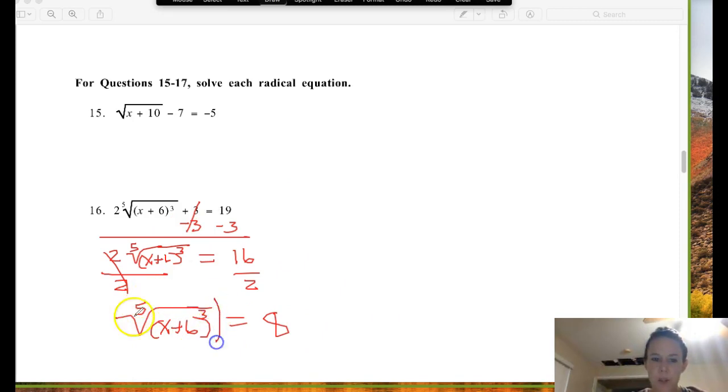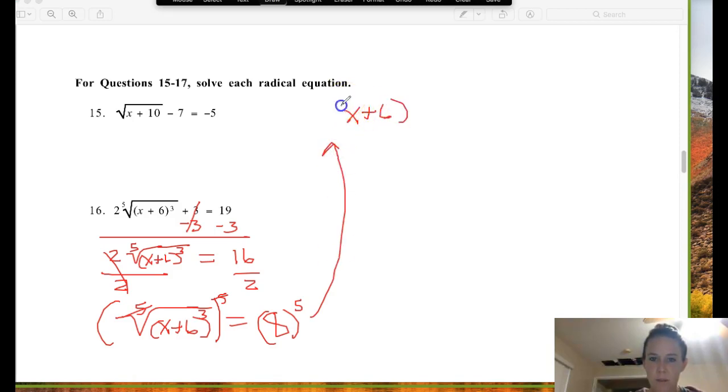If I want to undo this, I'm going to take it to the 5th power. So I'm going to go 8 to the 5th power, okay? That eliminates the radical, and then I'll bring this up here. What I have left is x plus 6 cubed equals 8 to the 5th. Now I still have to solve for x, so I have to cube root both sides.